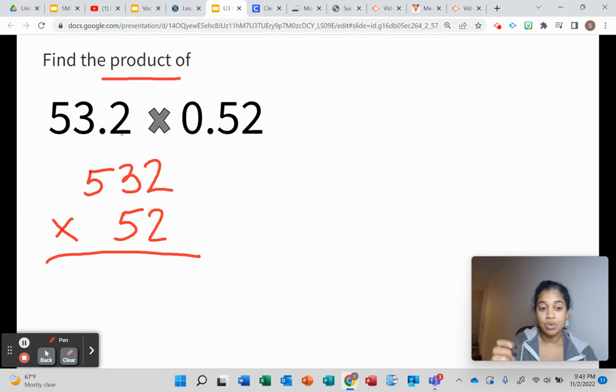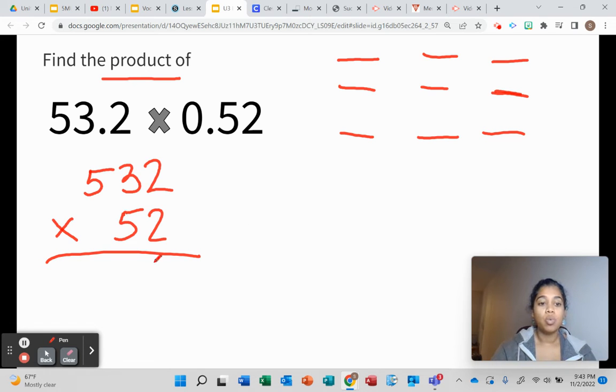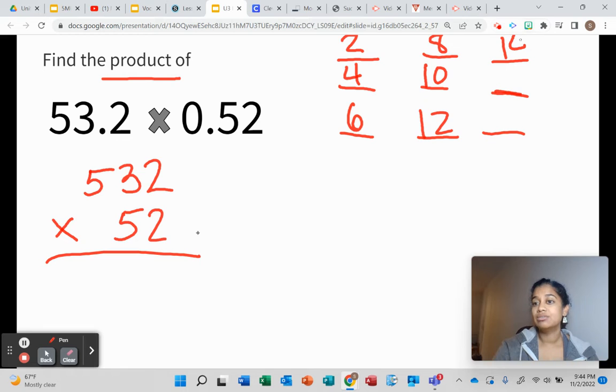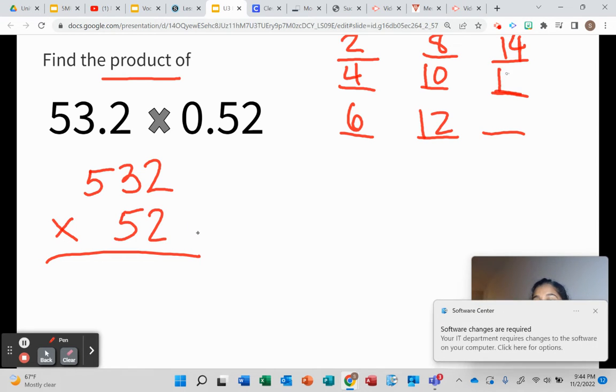So what I'm going to go ahead and do is draw 9 lines up here because I like to use that when I'm multiplying. So 1, 2, 3, 4, 5, 6, 7, 8, 9. And we're going to start with the ones place right here, so with the 2 at the bottom. And we're going to put out all of our multiples of 2. So 2 times 1 is 2, 2 times 2 is 4, 2 times 3 is 6, 2 times 4 is 8, 2 times 5 is 10, 2 times 6 is 12, 2 times 7 is 14, 2 times 8 is 16, and 2 times 9 is 18.